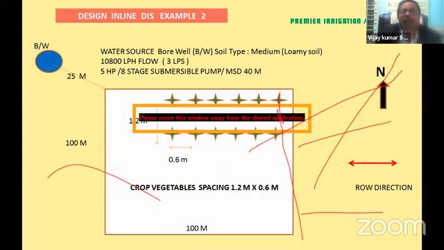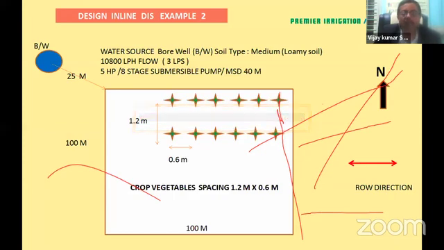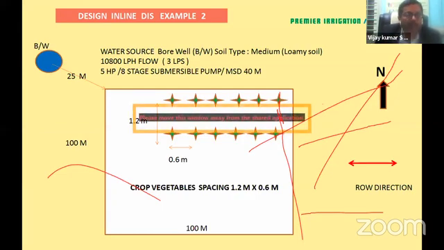Now I will take you through the second example, which is an inline drip irrigation system. Inline drip irrigation is used for closed-spacing crops. I have taken an example of a 1 hectare plot, 100 meters by 100 meters, with spacing between the rows of 1.2 and between the plants of 0.6. The row direction is very important when we do the design, because we need to provide the laterals only in the east-west direction and not in the north-south direction. The water available in the borewell is 10,800 liters per hour, or 3 liters per second. This has a 5 horsepower, 8-stage submersible pump with a motor sitting depth of 40 meters.